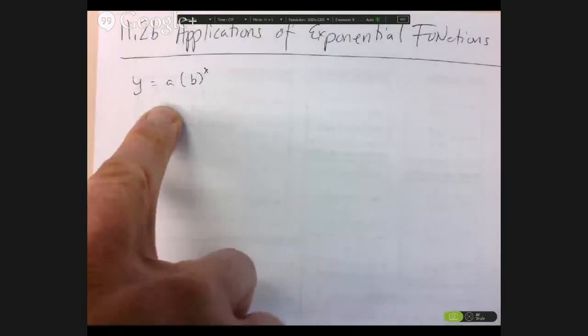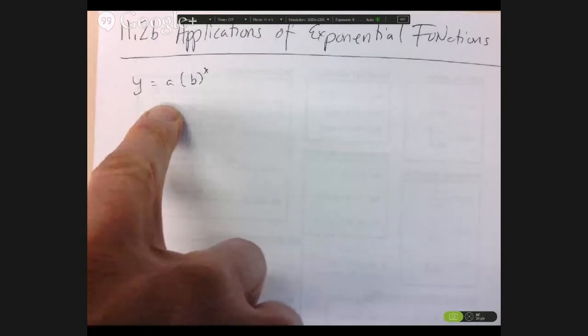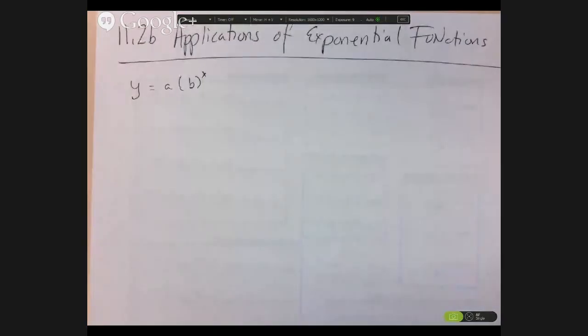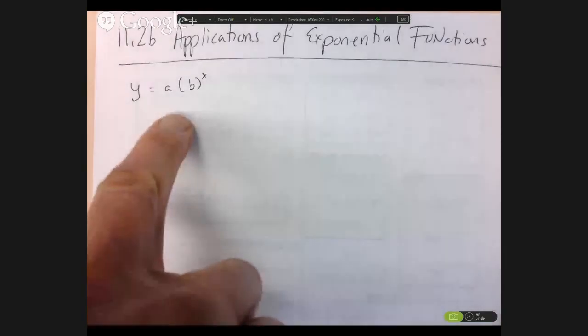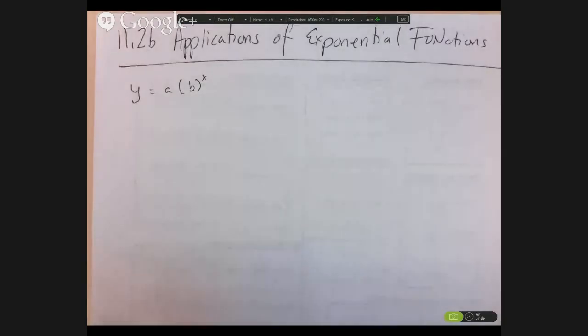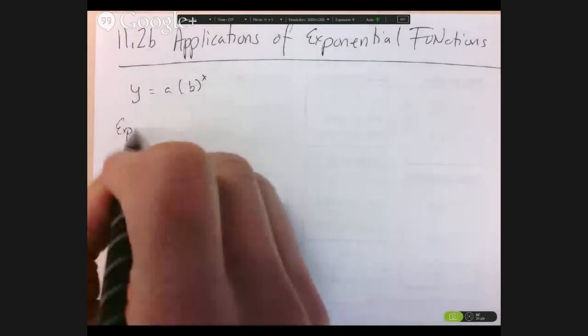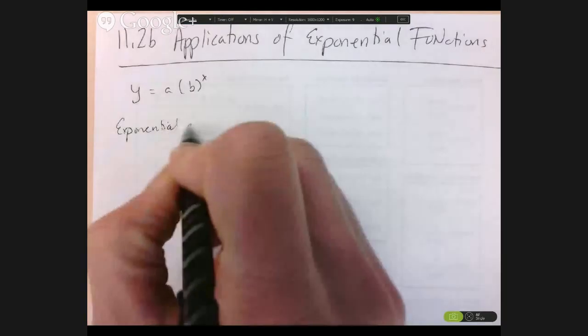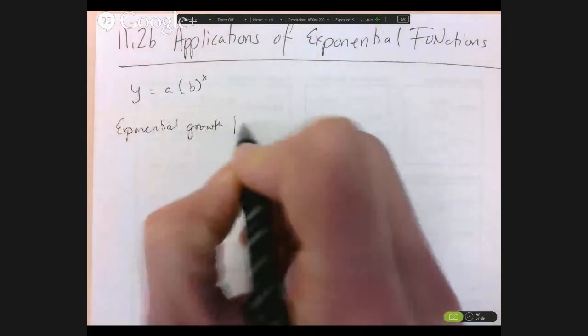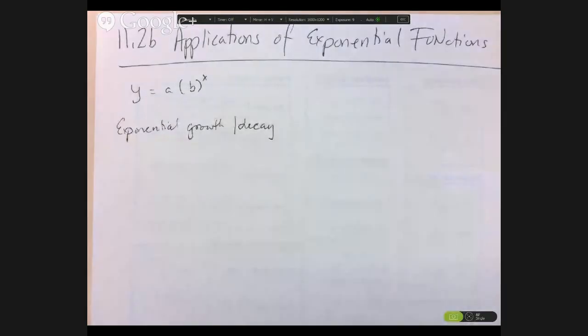So, you remember the general form of an exponential from yesterday? We're just going to play on that. Okay, so these next two equations are based on this. And the first one deals with exponential growth or decay. So we're talking populations, carbon-14 dating, anything that falls into that realm of thinking.